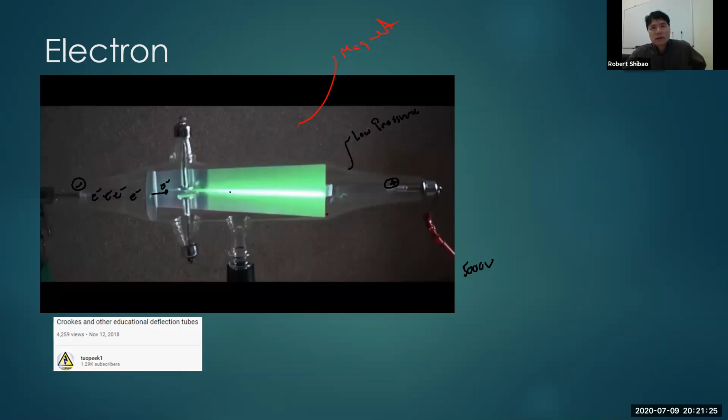And so what they discovered is that this beam consisted of negatively charged particles because of the way they interact with the magnet. Not only that, if you put a piece of metal in here, the metal would acquire negative charge in the path of the beam as the electrons hit the metal. And so the cathode rays turned out to be negatively charged particles.